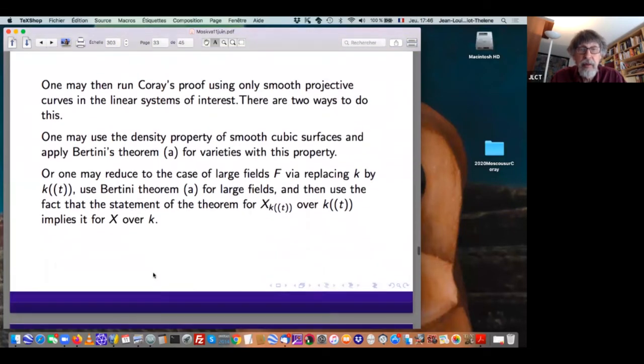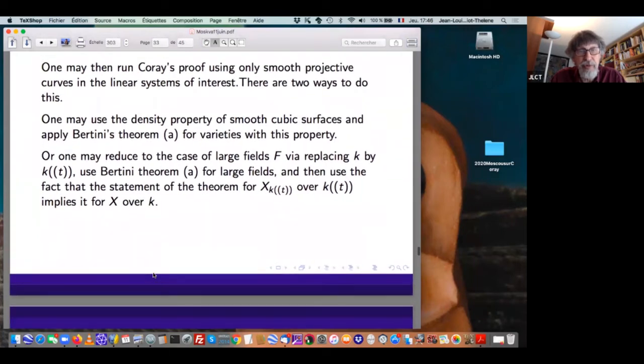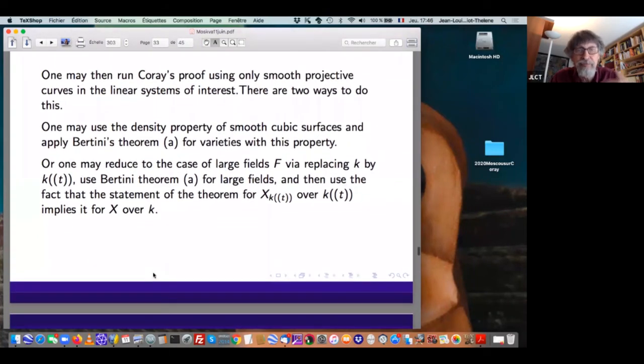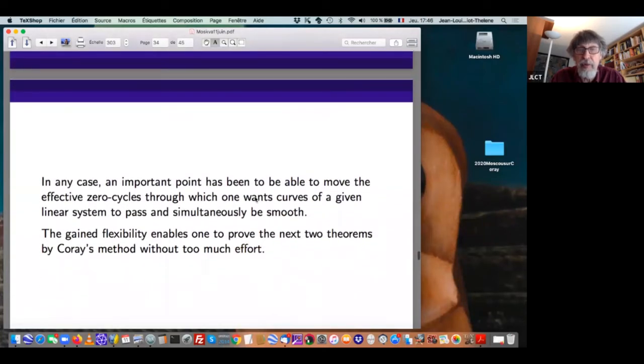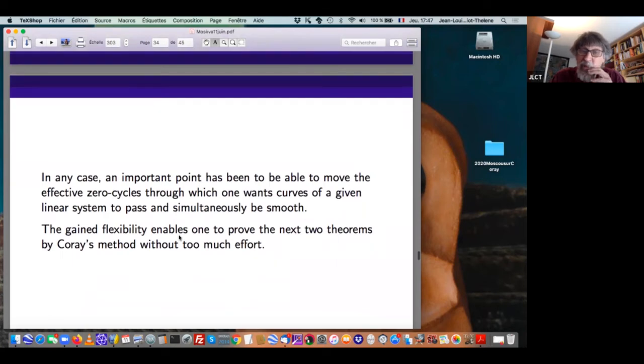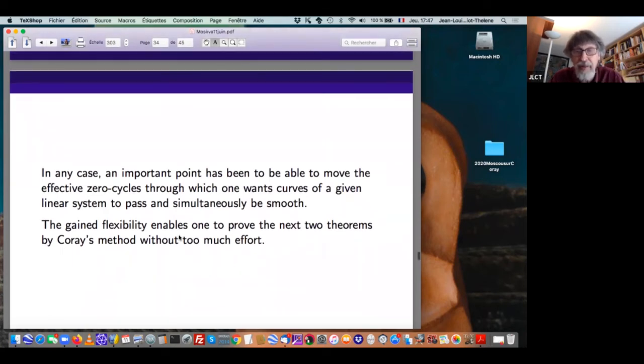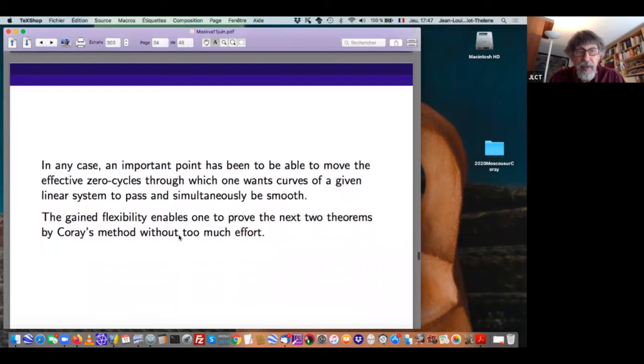Okay, so that's the way to do Corray's theorem in a sort of smooth way, if I dare say. An important point has been to be able to move the given effective zero-cycle through which one wants curves of a given linear system to pass and simply be smooth. So if you wanted the curves in this linear system to be smooth, we had to move these points. And that's what we can do in two different ways. Right, so equipped with this flexibility, we can start thinking about proving other theorems.